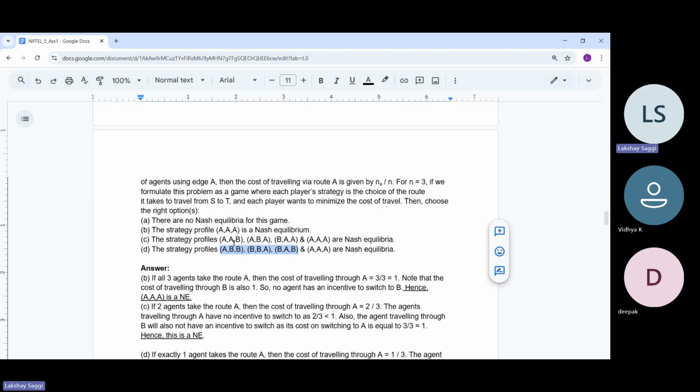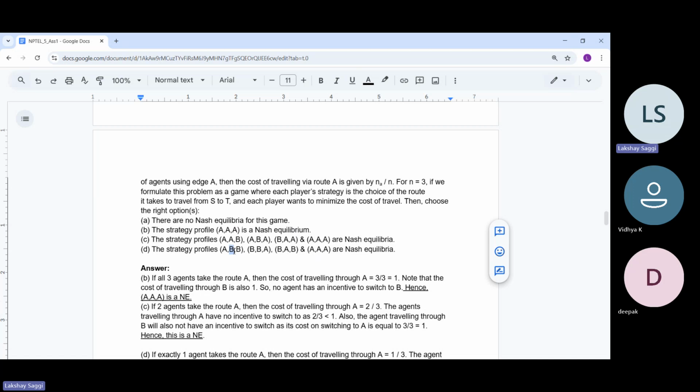So the agent traveling through A will not have an incentive to switch to B because on switching to B, he'll have to pay a cost of 1, and currently he's paying a cost of 1 by 3. So 1 by 3 is less than 1, so he won't have any incentive to switch. But let's consider any agent who's traveling through B.